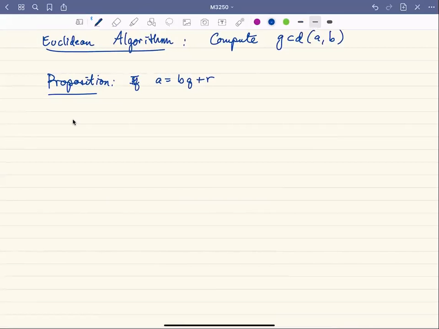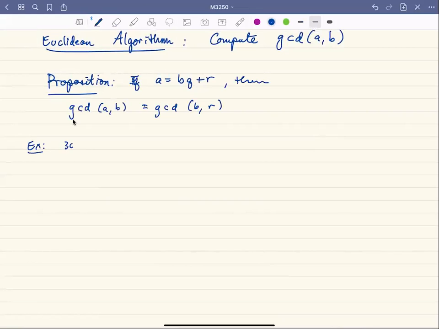If that's the case, then it turns out that the greatest common divisor of a and b is equal to the greatest common divisor of b and r. And before we get into a proof, let's talk about just an example.